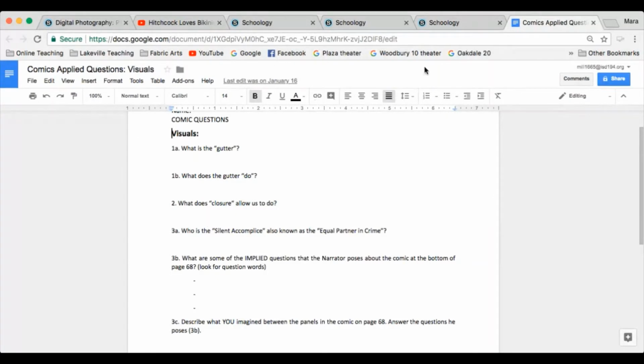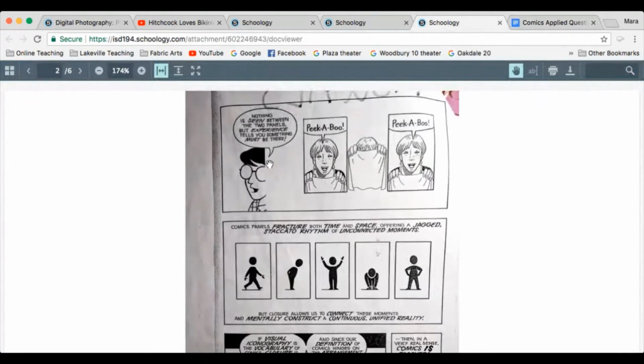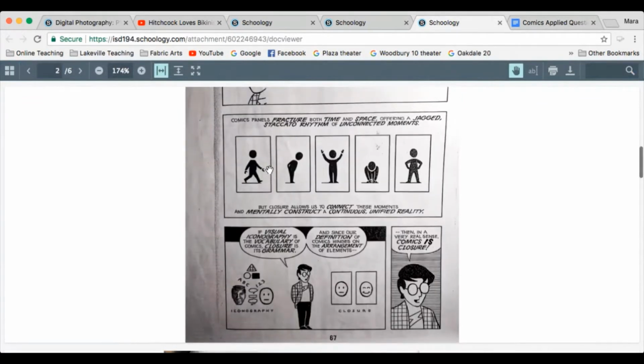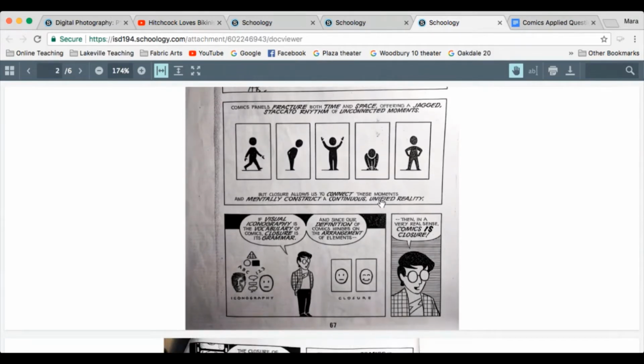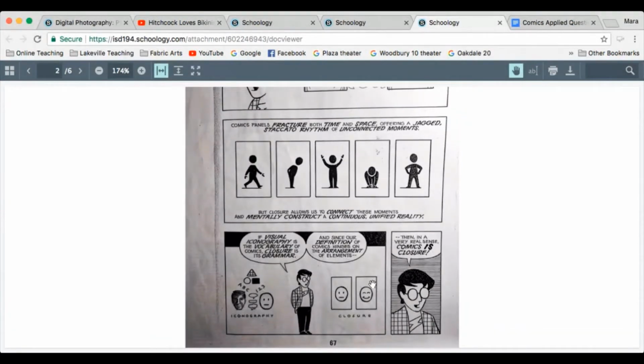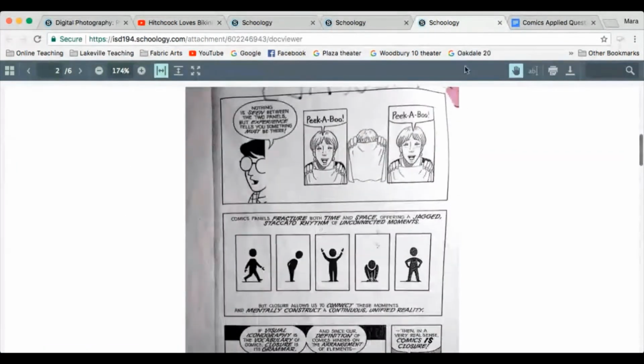What does closure allow us to do? So for that one, we have to go on to the next page and find the word closure and figure out what closure is. So kind of reading about fractures and connections. If closure is the grammar, and since our definition of comics hinges on the arrangement of elements, then in a very real sense, comics is closure. So the idea that we have to make connections between two pictures. That's kind of what closure is, the ability to make those connections.